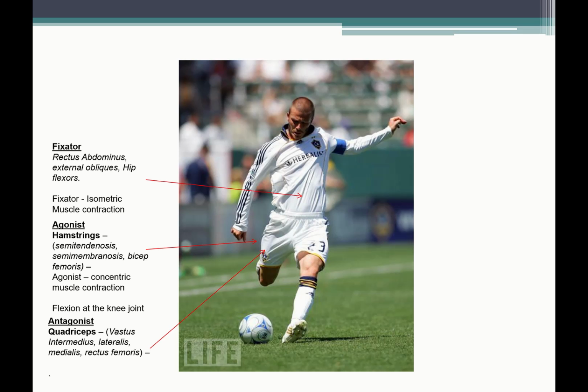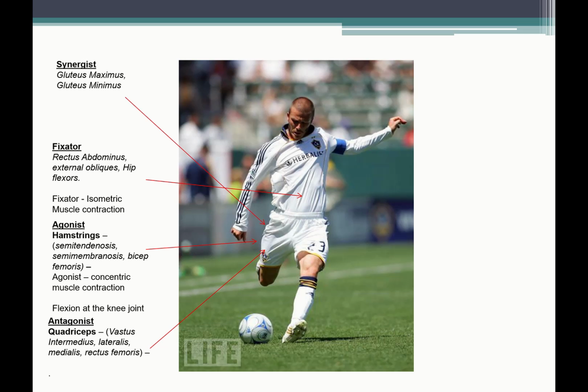In addition, the fixator, which is holding his body in place and holding the joint in place and keeping him stable, is the rectus abdominis, the external obliques, and also the hip flexors. So these muscles are just keeping the joints in a stabilized position so that he can fulfill that movement action.